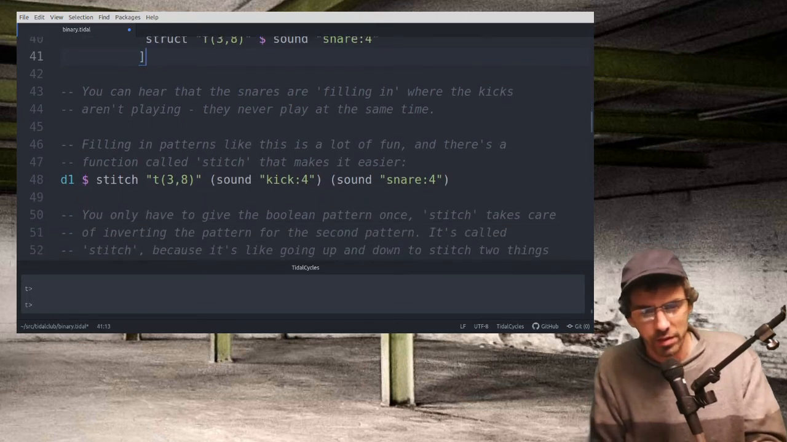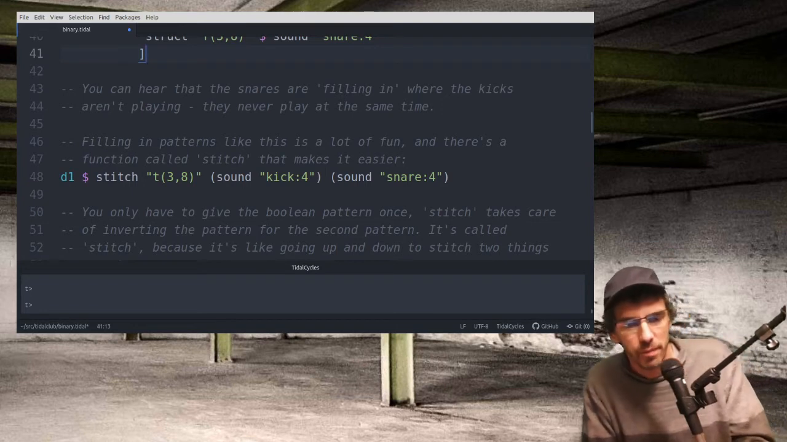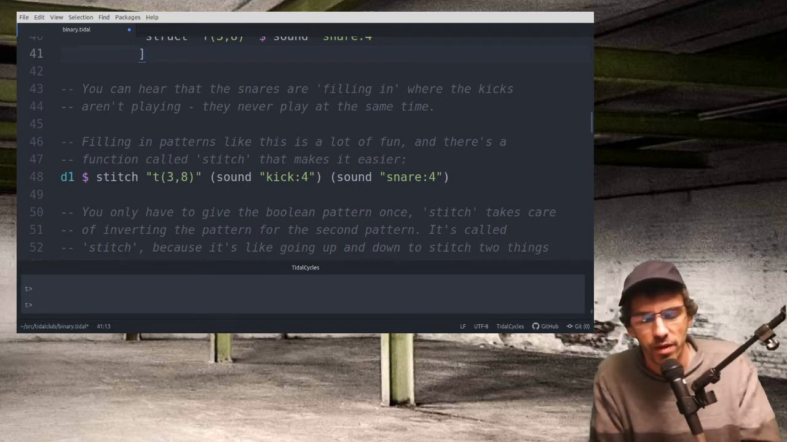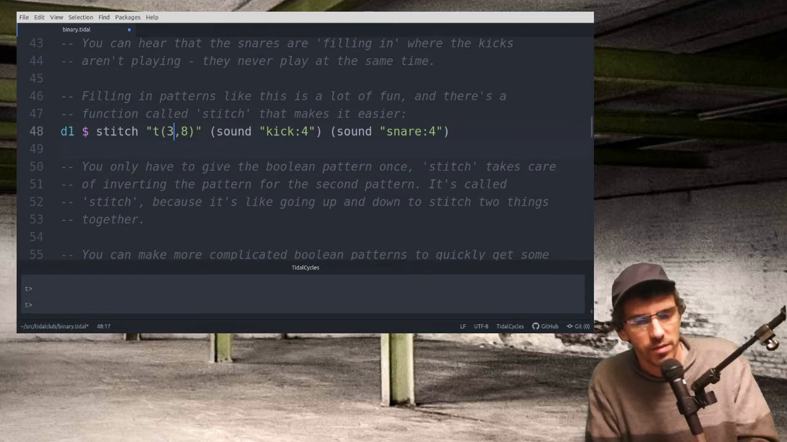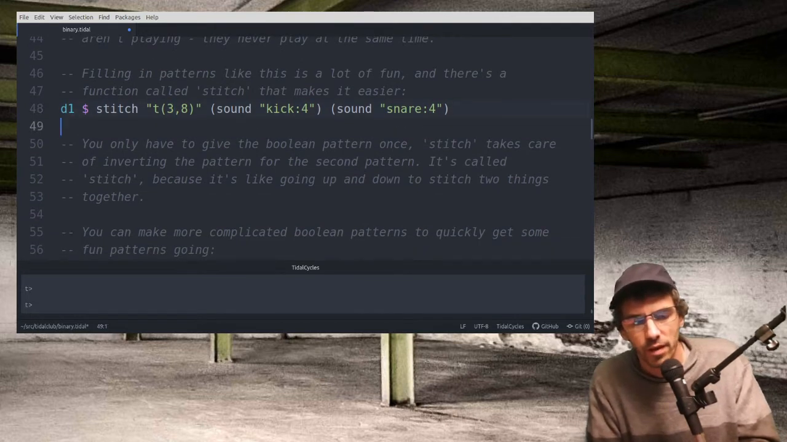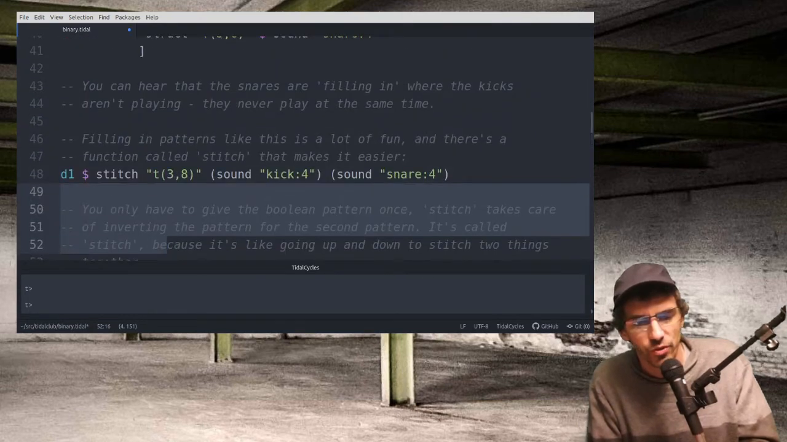And what stitch does is does that for you. So you only have to put the Boolean pattern once with the true values in this case, which is what the kick gets, and the snare will get all the others. So it'll structure this as well, but with the inverted values. So that is exactly the same as this, just shorter, which is always good.